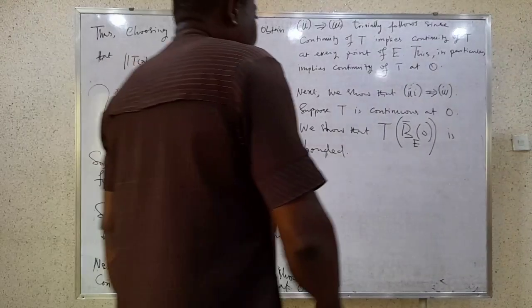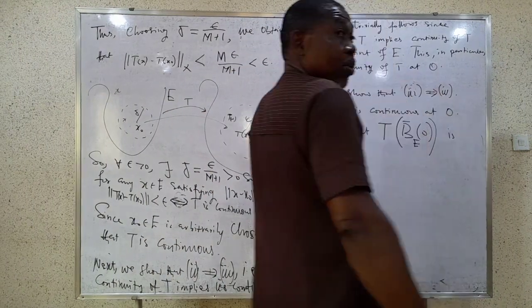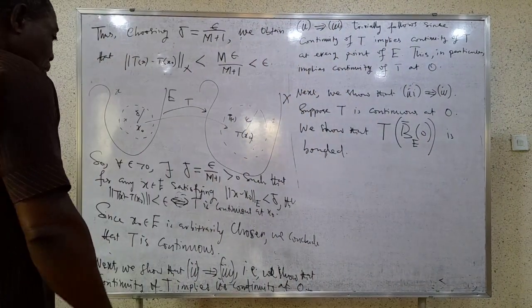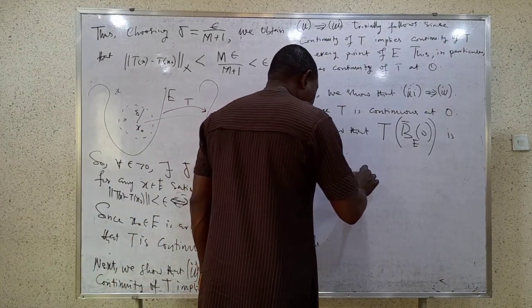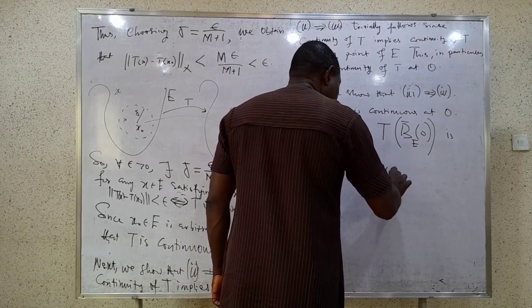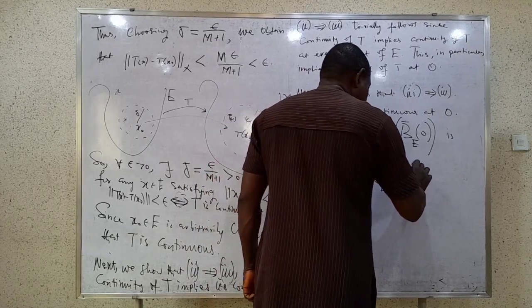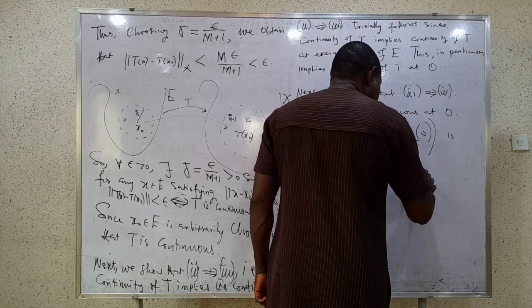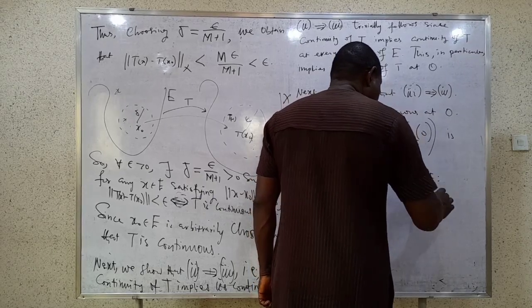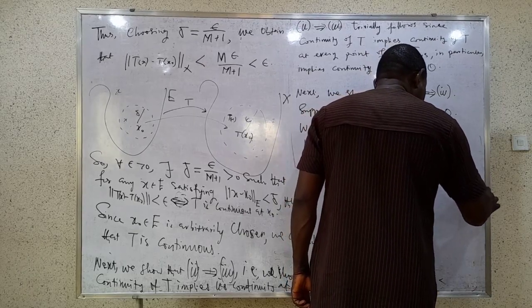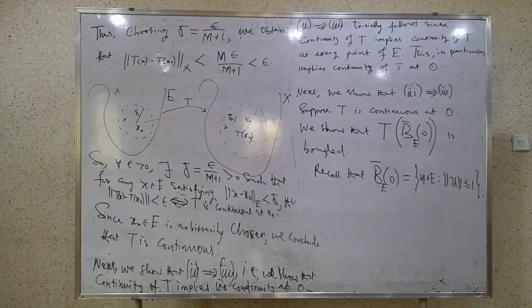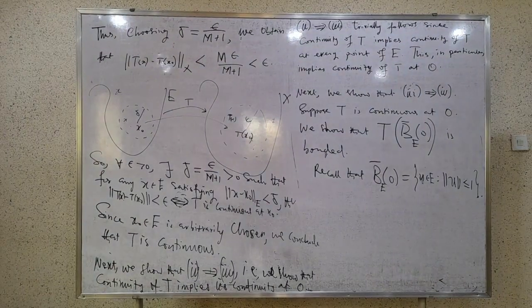Please, this ball I'm writing is a closed unit ball. What do I mean by the closed unit ball? Recall that the closed unit ball B-bar of 0 in E is nothing but the collection of all u in E such that norm of u is less than or equal to 1. So we want to show that the image of that ball under T is bounded.